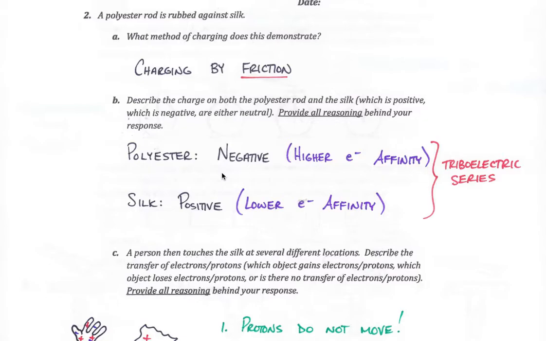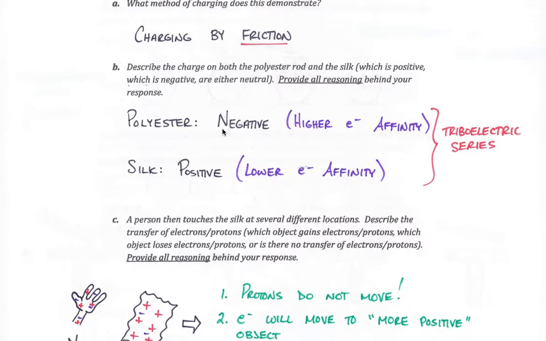For number 2, what method of charging is demonstrated when a polyester rod is rubbed against silk? Well, the keyword being rubbed implies that you're generating some friction between these two materials, and therefore this is charging by friction. In order to describe the charge on both the polyester rod and the silk, you need to take a look at the triboelectric series.